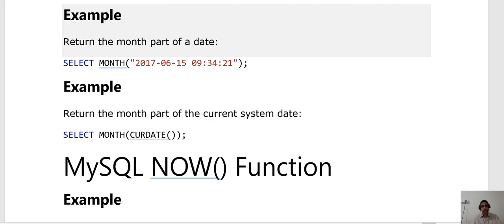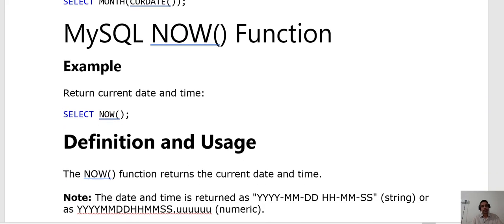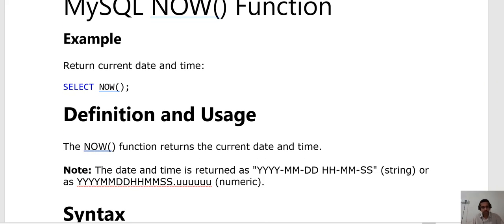Okay, then coming to the next one, the MySQL NOW function. So what is the NOW function? It's nothing but the exact current system date and time right now. It will show that to you. So what is the command? SELECT followed by NOW. The NOW function returns the current date and time. So this is how we can use the function over here.